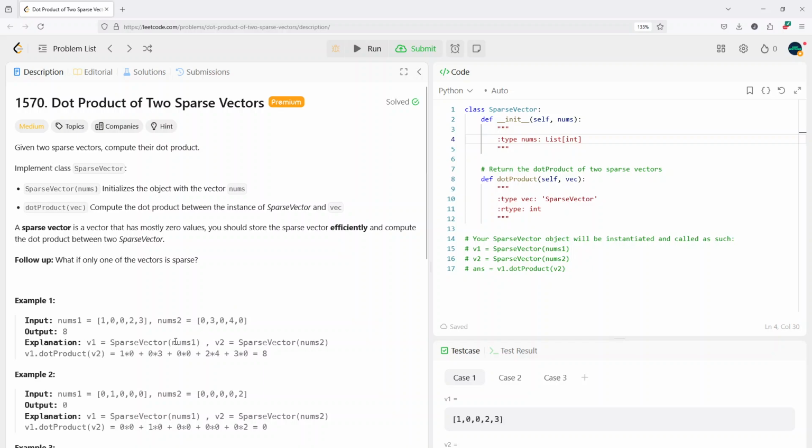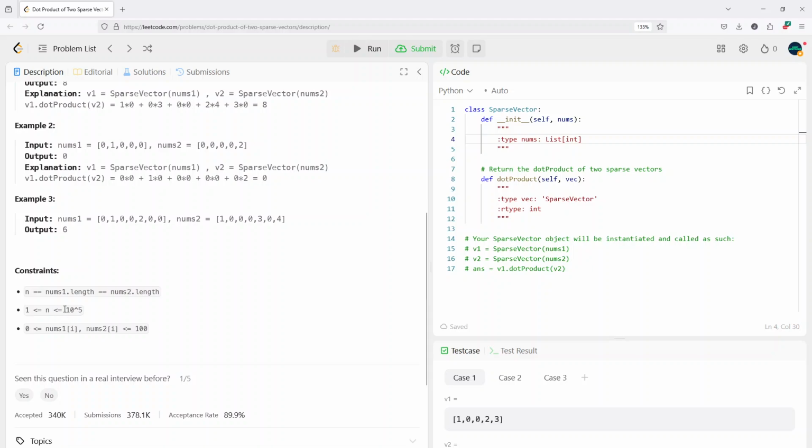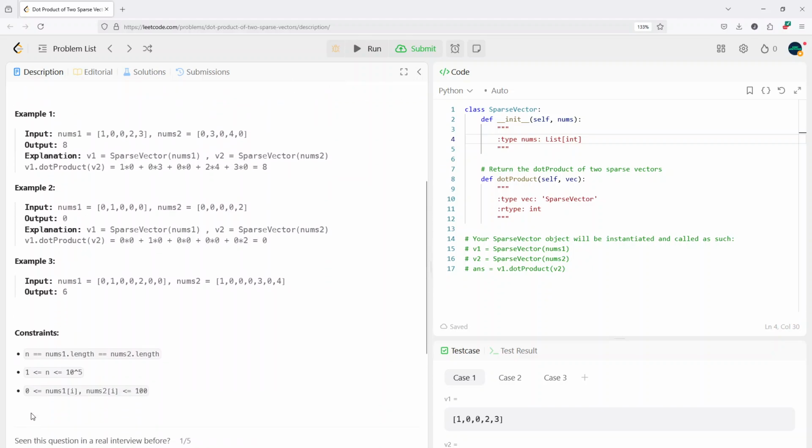So as you can see, that's the brute force approach. That would be O of n, where n is the size of each nums array. And since this is the dot product, both vectors must be the same length. They're always going to have a length of at least 1, and it can consist of zeros up to 100.